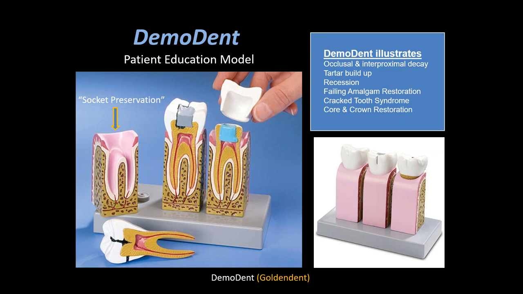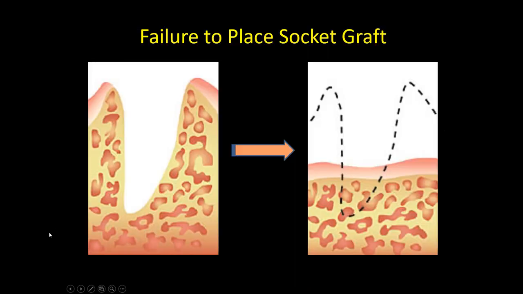As you can see, the core is depicted by the blue, and then the crown obviously is removed. So in this scenario, we explain to the patient, not only do you have a fracture that's extending down the long axis of the tooth, but when we take these teeth out, we definitely want to do some type of socket preservation so that the walls of the socket don't cave in and we can build the foundation for future implant placement.